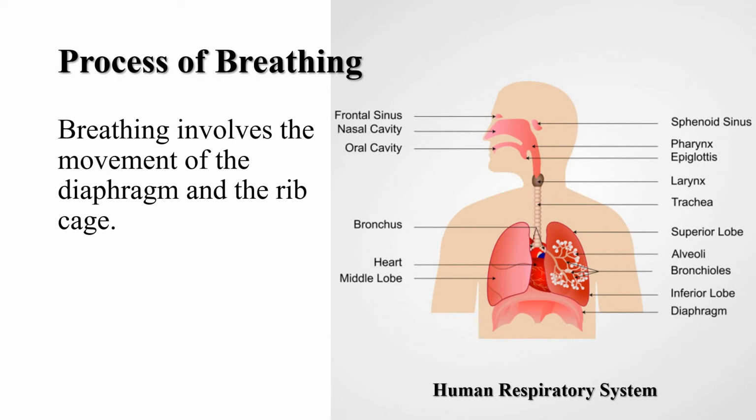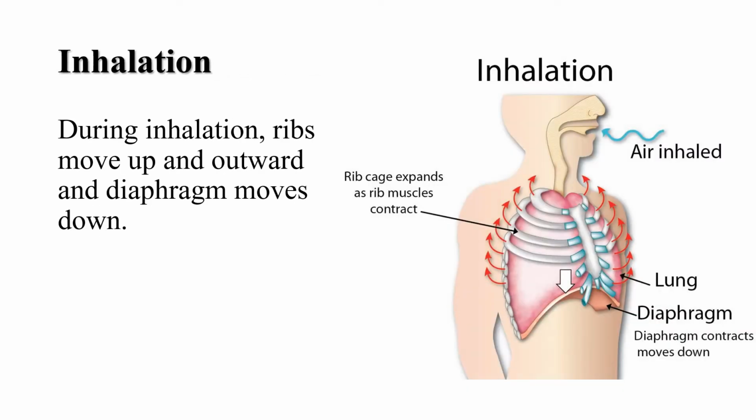The inhaled air from the nasal cavity moves through the windpipe and reaches the lungs. Lungs are present in the chest cavity, which is surrounded by ribs on the sides. The floor of the chest cavity is formed by a large muscular sheath called the diaphragm. The breathing process involves the movement of the diaphragm and the rib cage. The movement of the diaphragm is controlled by a group of muscles called intercostal muscles.